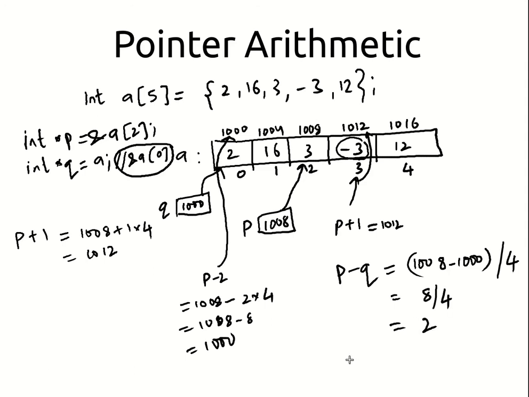It's as good as writing, this index is 2 and this index is 0, so 2 minus 0, that is j minus i. If this is index j and this is index i, j minus i is equivalent to P minus Q in this case. When using pointer arithmetic, be careful, because you may very well be pointing to an illegal memory location. Make sure you are pointing to a legal address.